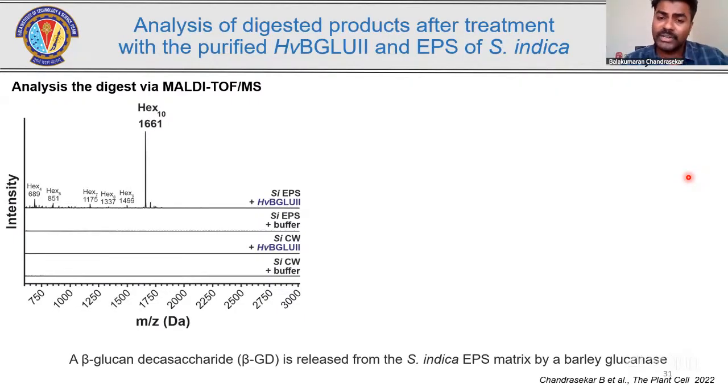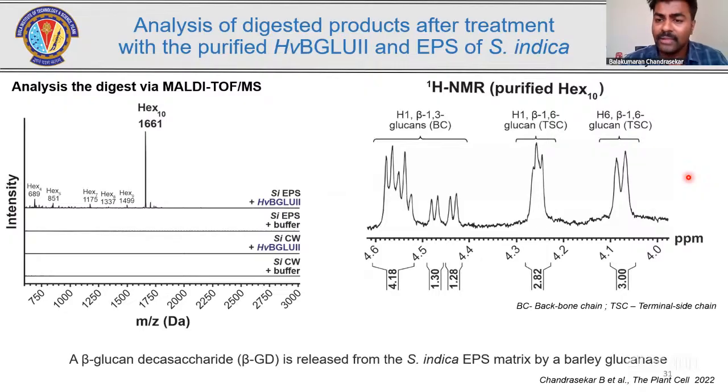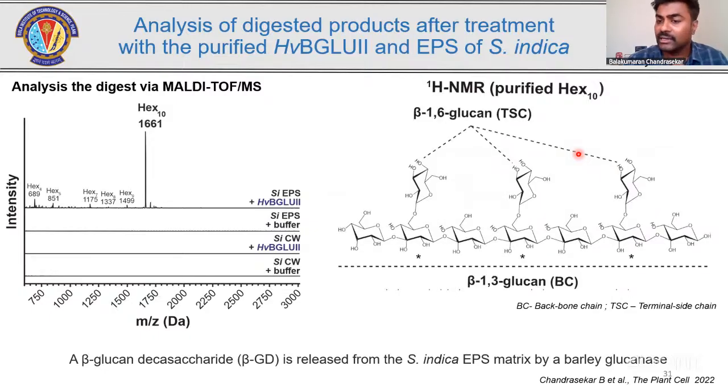So how are these 10 different sugars arranged? We used NMR spectroscopy to know what kind of sugars are there. We were able to see very clear spectra corresponding to beta-1,3 and beta-1,6 glucans. Based upon the NMR and the MALDI data, we came up with the partial structure that the sugar has 7 beta-1,3 linked glucans, singly substituted with beta-1,6 glucosyl linkages.